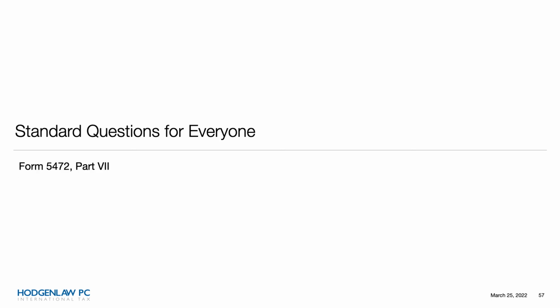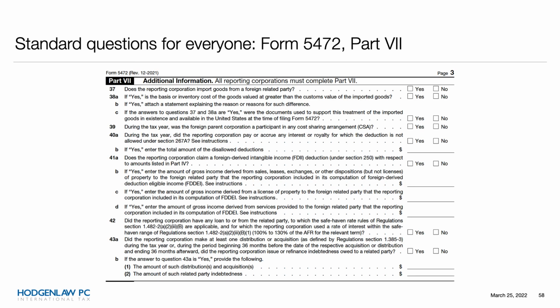So the first thing is the standard litany of questions that everybody has to answer. It seems like every form has one of these: here's a bunch of things, check the boxes, attach a statement, blah, blah, blah. And Form 5472 has one of those, and this is the additional information form. So you're going to answer it. And I've got nothing much to say about it except once you've answered it, you're done. It doesn't require as much brain damage as the rest of the form.